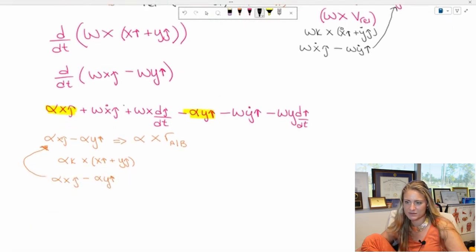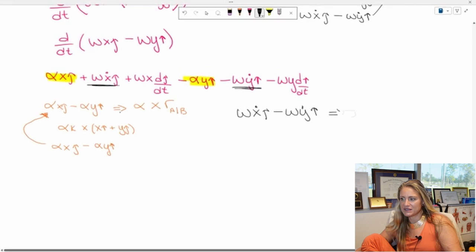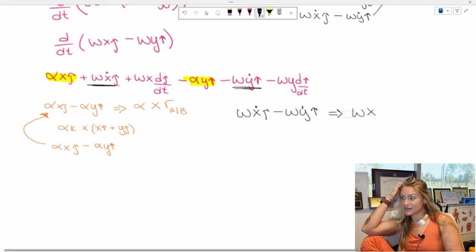Let's find some more common terms. I have an x dot here, and I have a y dot here. So let's look at omega x dot j minus omega y dot i. This is the same thing as me saying omega cross x dot and y dot, which we said was v rel, right? So we can say that this is going to be v rel. Don't believe me? I bet you believe me by now. But we can work it out.